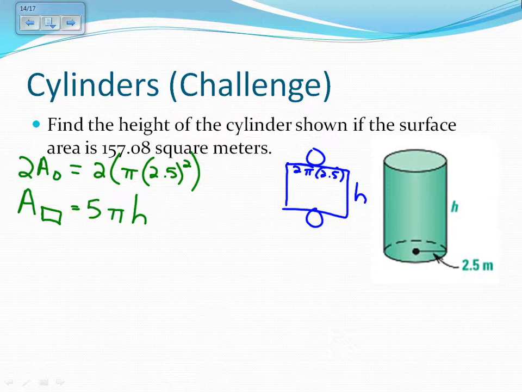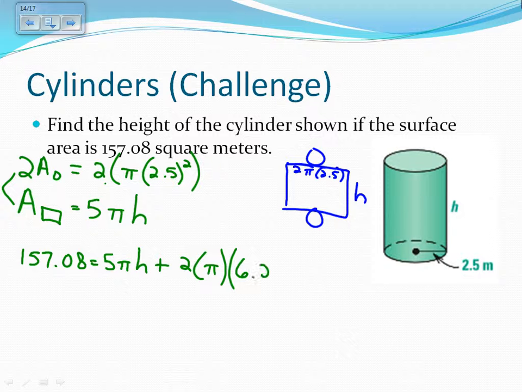All right, guys, the last step. We need to add both of these together because they gave us the surface area. So we get 157.08 equals 5 pi h plus 2 times pi times 2.5 squared, which is 6.25. I'll give you a calculator if you need it. And then we just have to clean it up.